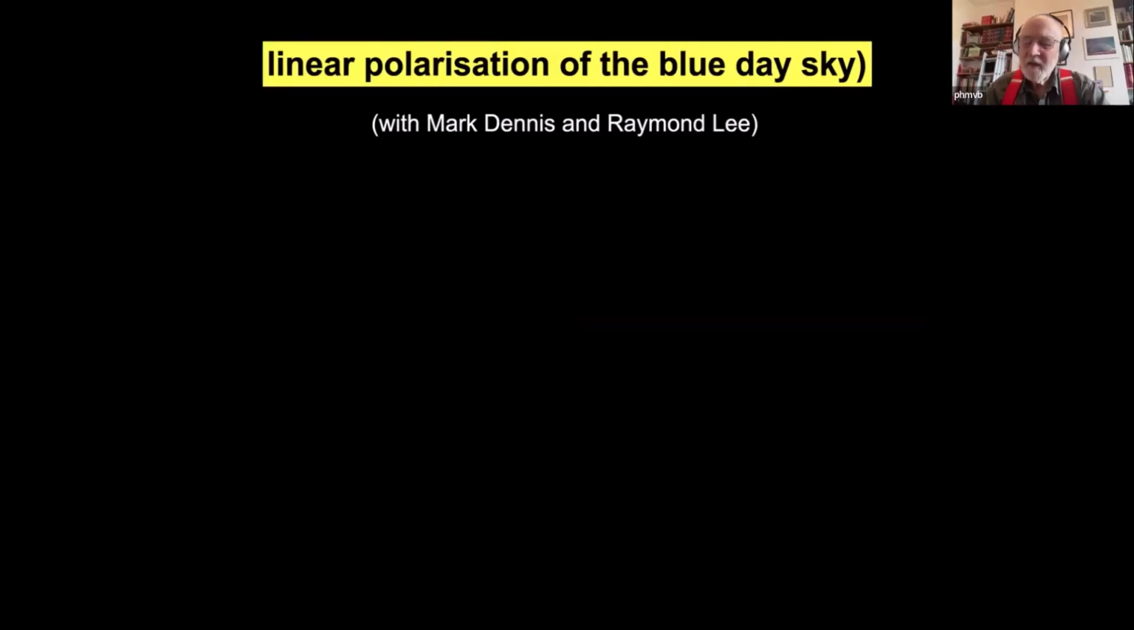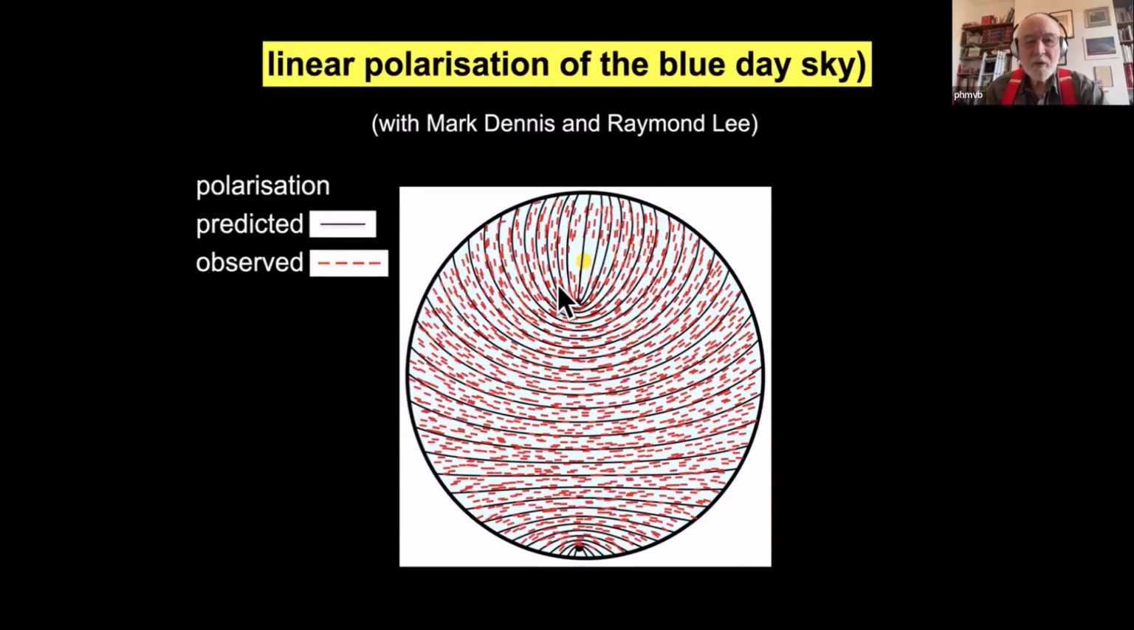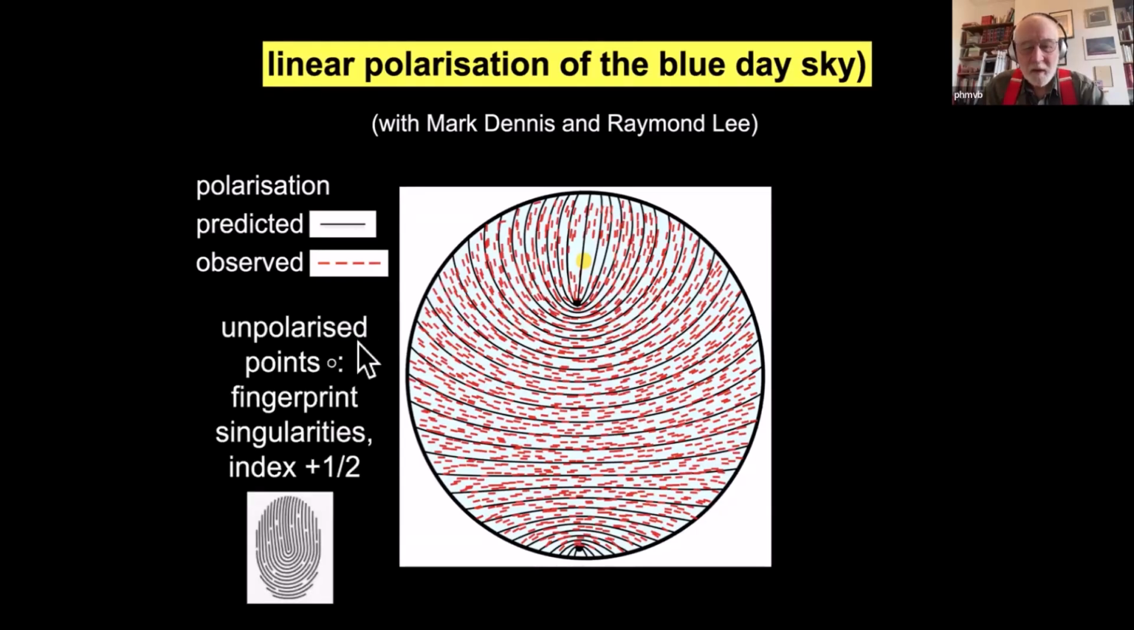The blue sky: the very act of scattering of sunlight by air molecules polarizes the light, to varying degrees, and you can have a pattern of polarization directions. It's linear polarization in the sky. These little line segments are as measured, and also as predicted. Clearly the theory works rather well, and it's centered on unpolarized points, these black dots, which are polarization singularities. If the polarization strength is 0, then you can't tell the direction of the lines, and these have line index half. We call them fingerprint singularities, because they're like the patterns of lines on your fingerprints. Fingerprints are not vectors, they're line fields. So that's what you see.